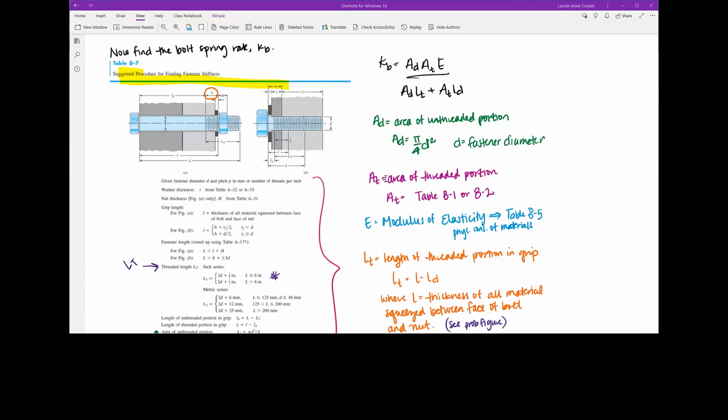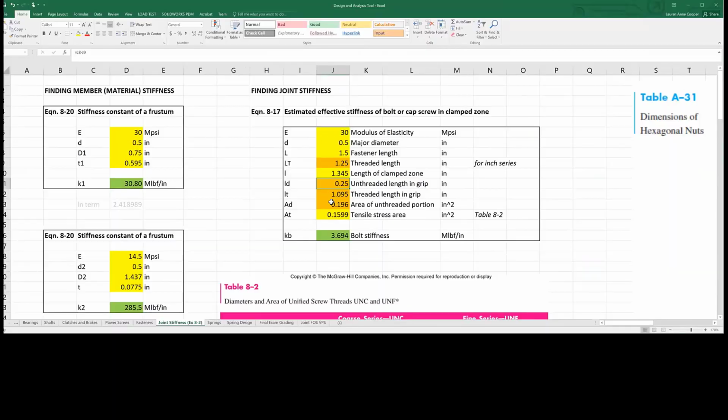AT is the area of the threaded portion, and to look up AT, you can reference table 8.1 or 8.2, and I'll show you those in a second. And then also table 8.5 is really handy to put in your analysis tool. It is physical constants of materials, and from this table you can find the modulus of elasticity. So I'm going to show you my analysis tool, and then we'll come back to the rest of these terms. We just talked about AD, AT, and E.